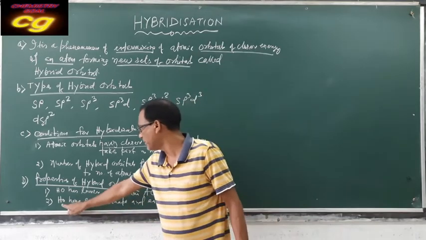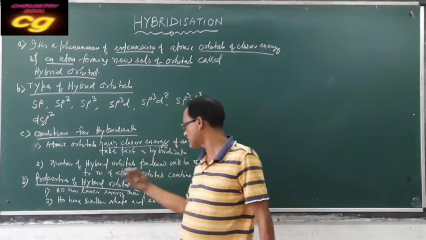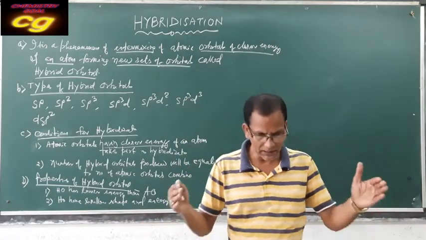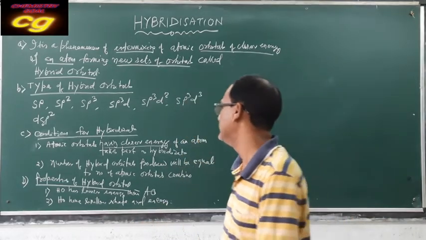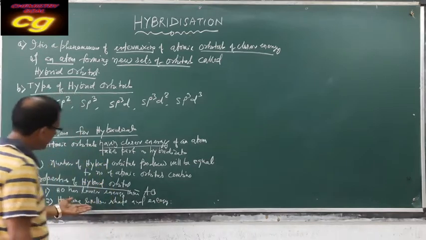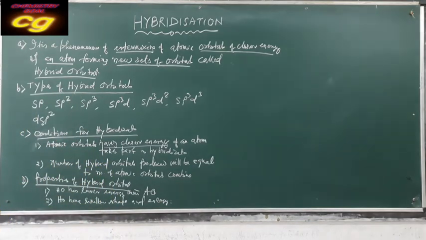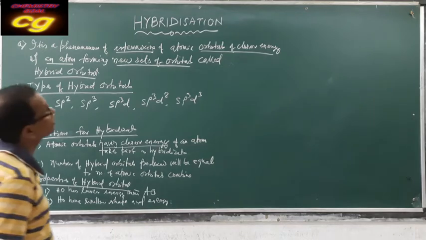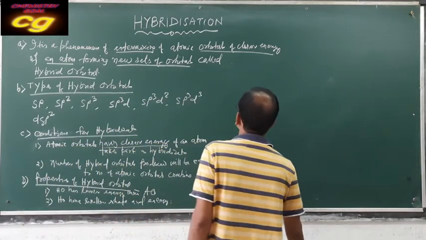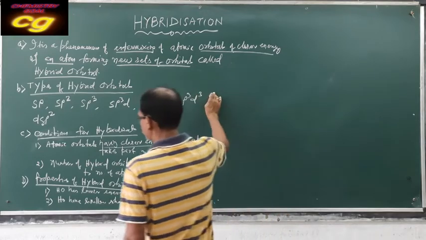Then hybrid orbitals have similar shape and energy. That hybrid orbital produced, its energy and shape are all equal. So then another, third property, you can write, property 3.